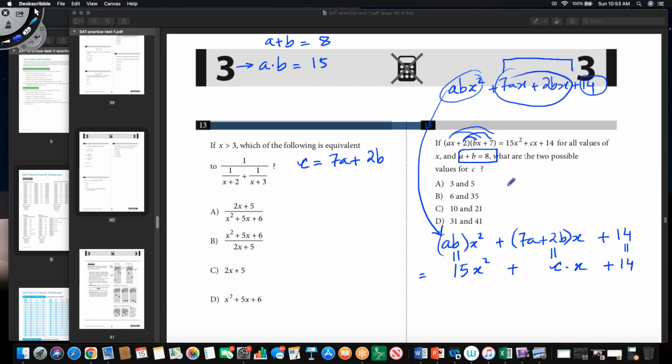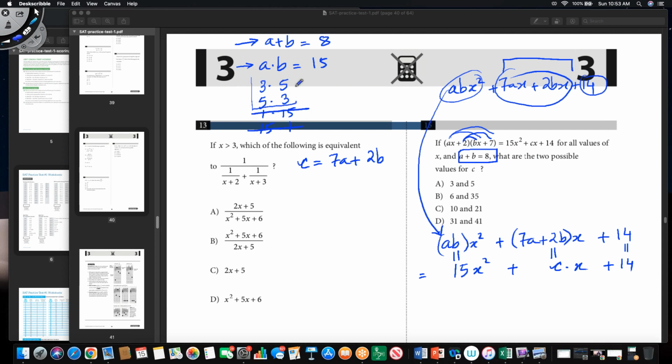So I'm going to assume that a, b are integers, which is not necessarily stated in this problem, but looking at the answer choices, there's a good chance they're all integers. So I can do 3 times 5, a3 b5, or a5 b3, or a1 b15, or a15 b1. All of them have a product of 15, but a1 and b15 does not satisfy the a plus b equals 8 constraint. So 1, 15 and 15, 1 are out.